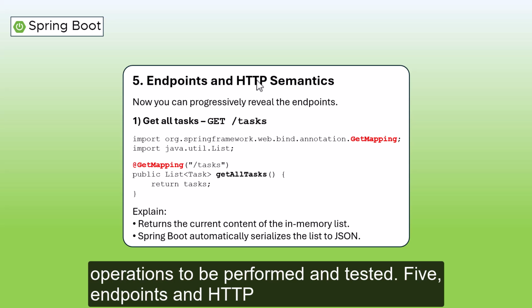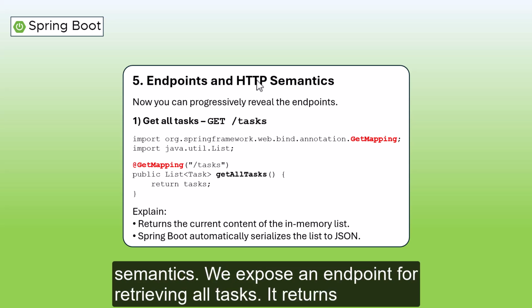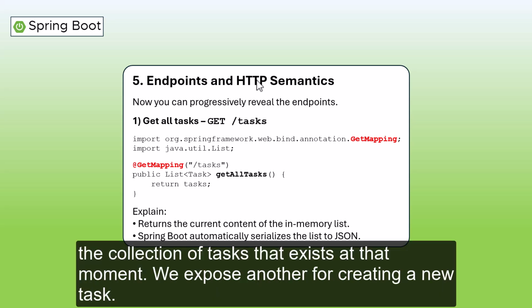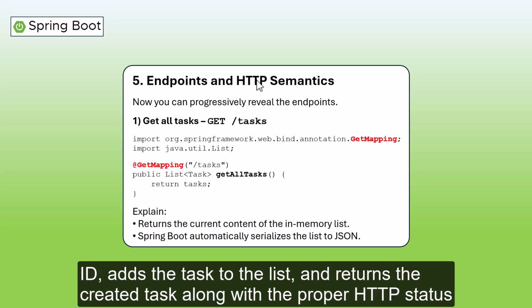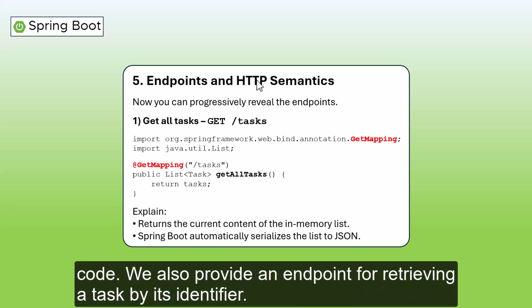5. Endpoints and HTTP semantics. We expose an endpoint for retrieving all tasks. It returns the collection of tasks that exists at that moment. We expose another for creating a new task. The client submits a task representation, without an ID, and the server assigns a new ID, adds the task to the list, and returns the created task along with the proper HTTP status code.